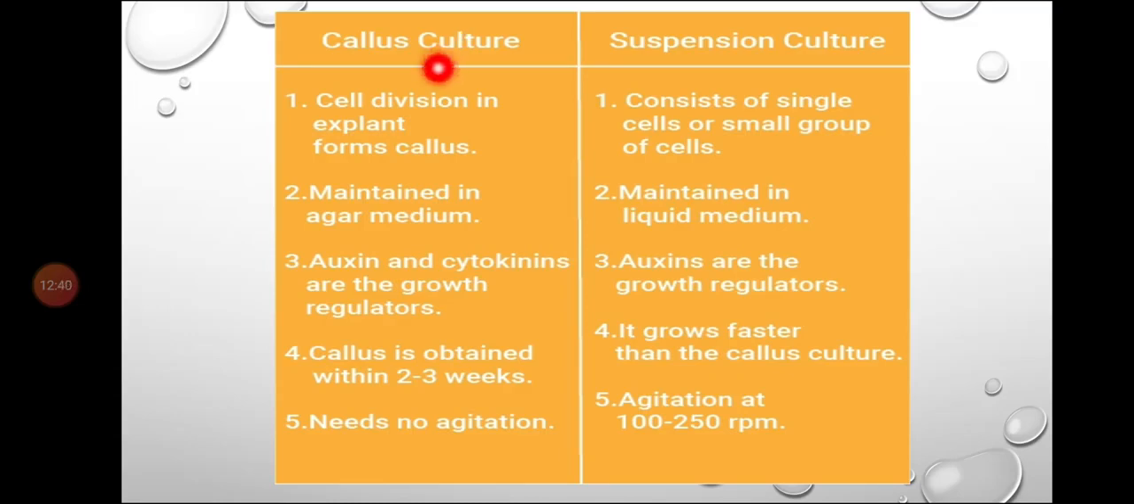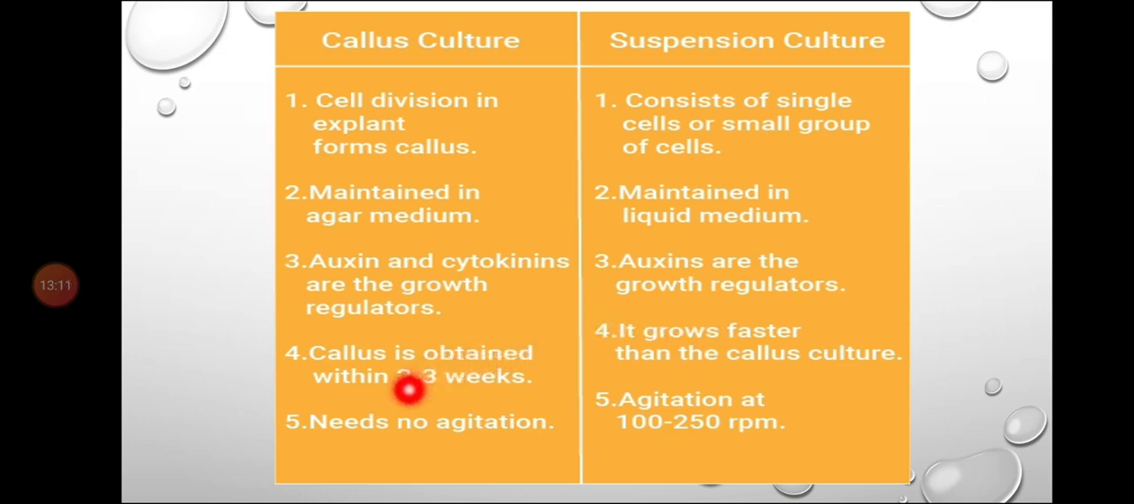In callus culture, cell division in the explant forms the callus. Suspension culture consists of single cells or small groups of cells. Callus culture is maintained in agar medium, that is solid medium. Suspension culture is maintained in liquid medium. Auxins and cytokinins are growth regulators. These are the growth hormones. Callus is obtained within 2 to 3 weeks. Suspension culture grows faster than the callus culture.